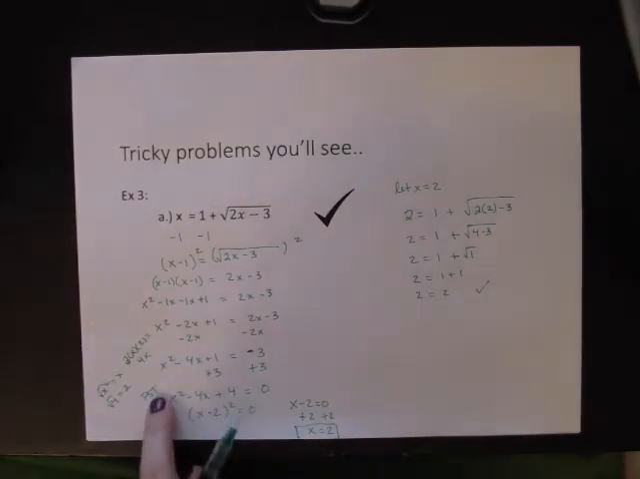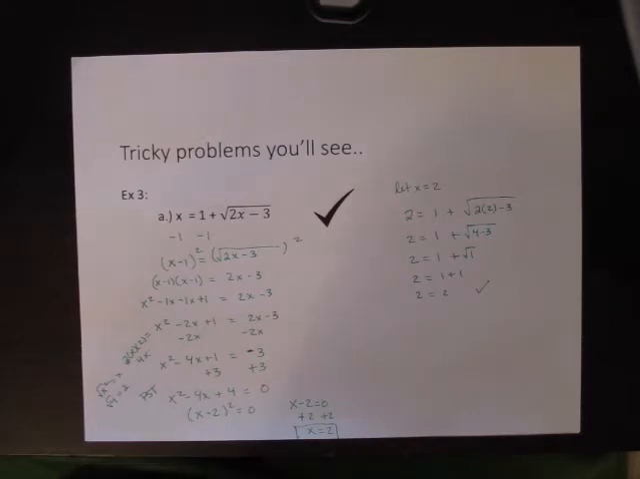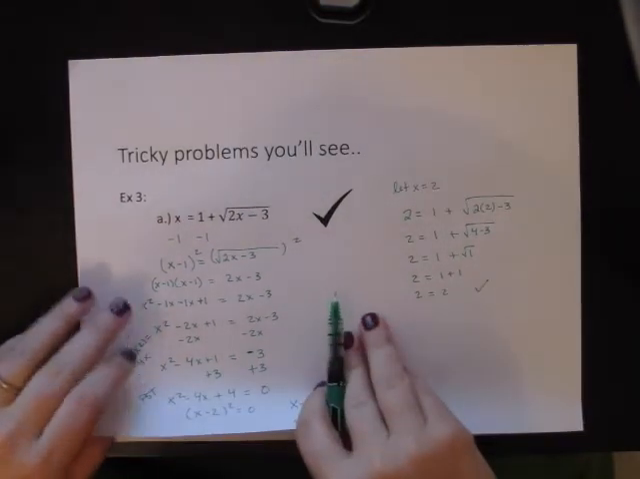Now, if you wanted to do an a equals 1, you would have still gotten the same answer. You just would have had it written twice. But yeah, that's a trickier problem you have to see, because you first have to isolate the radical and it ends up being a quadratic equation. Alright?